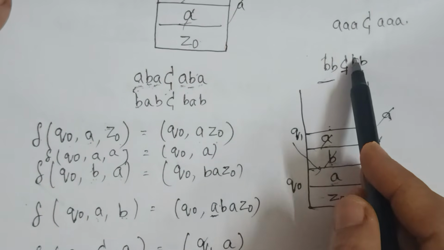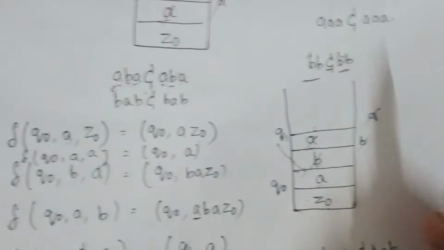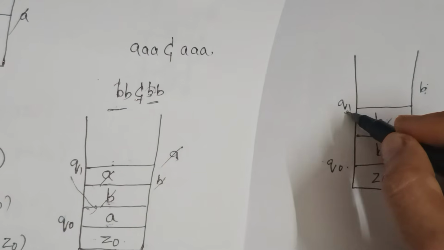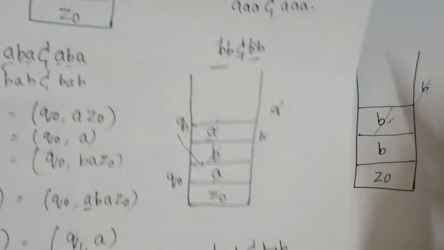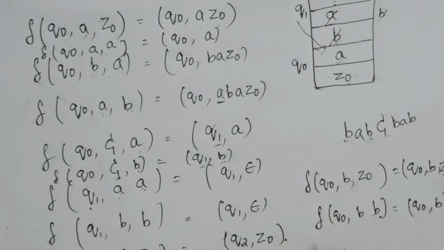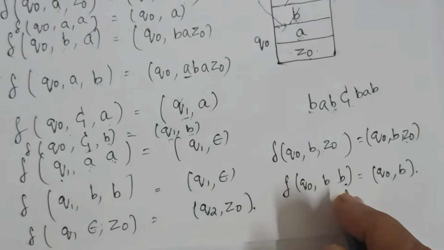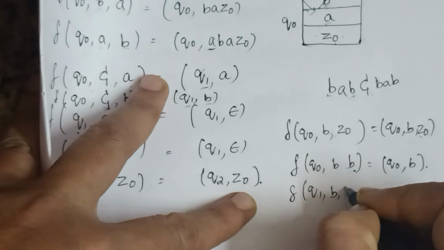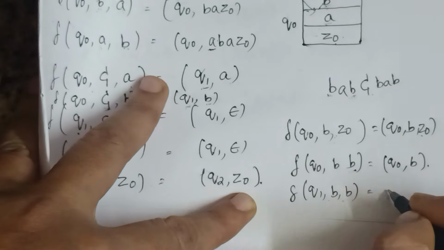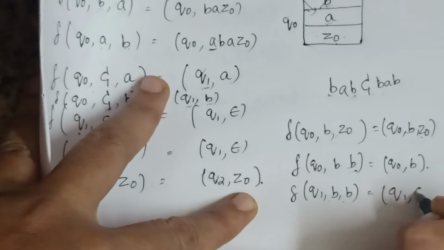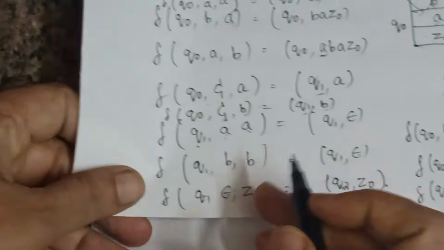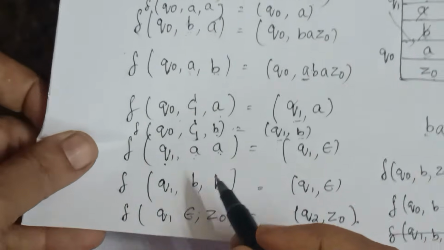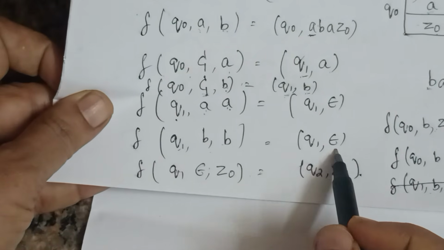B is the input symbol which I wanted to push into the stack. If I see the same input symbols after the reverse of the string, it should be popped out. So Q1, BB. So we should have one more function, delta of Q1, BB. So BB should be popped out and we should get Q1 comma epsilon. So that is already there, so no need to write this function. So if I encounter BB, it will be popped out.